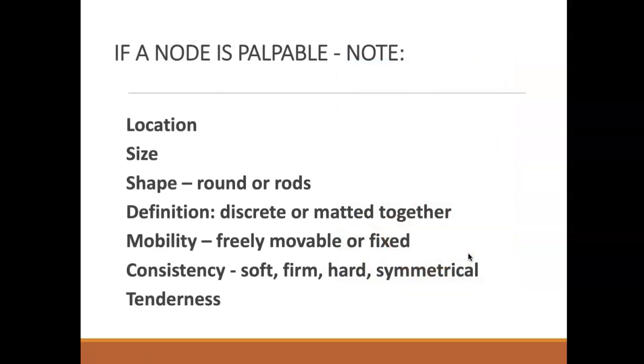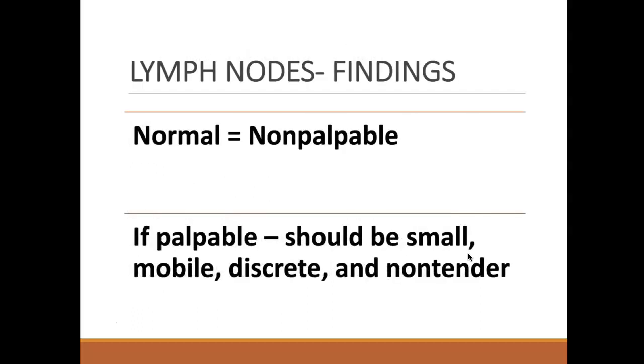Again, you're just going to note the size, location, what the shape is, if they're discrete or matted together, if they're freely movable or fixed, what the consistency is of those nodes, if you can feel them, and if the client has any tenderness. Most of your lymph nodes should be non-palpable. Occasionally, if there's some inflammation going on, or even some allergies, you might be able to feel the tonsils. But for the most part, they should be non-palpable. And if they are palpable, they should be very small and non-tender.